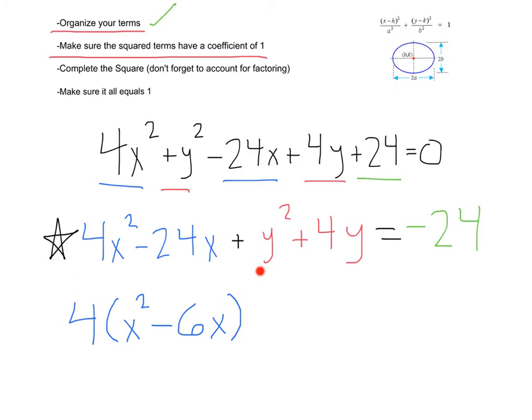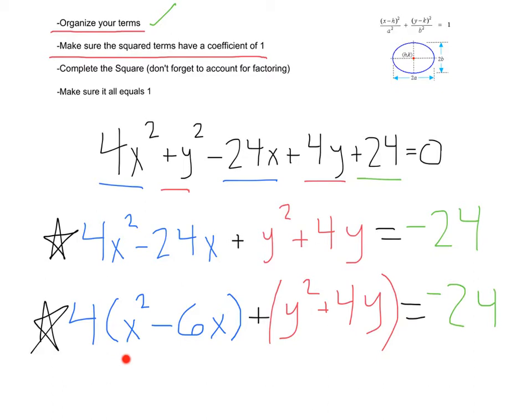Next, looking at these, y squared plus 4y, we've already got a coefficient of 1. Perfect. I'm just going to group those together like so to keep myself organized. And we still have our equals negative 24. Beautiful, so we have an x squared with a coefficient of 1 and a y squared with a coefficient of 1. Check. Next, we want to complete the square, also not forgetting about factoring.